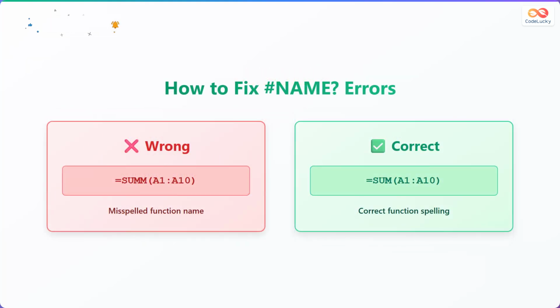To fix the name error, carefully check the spelling of your function names. For example, if you have the incorrect formula =SUMM(A1:A10), correct it to =SUM(A1:A10) by changing SUMM to SUM. This correction will resolve the name error.